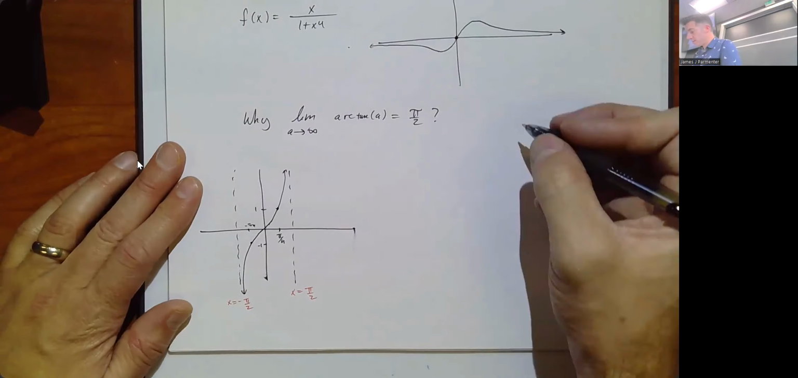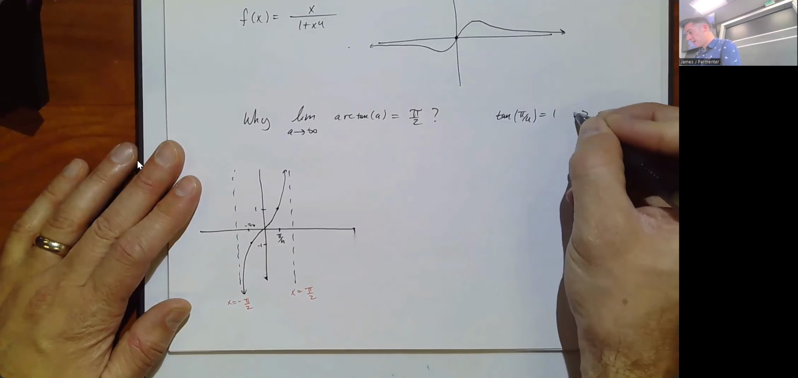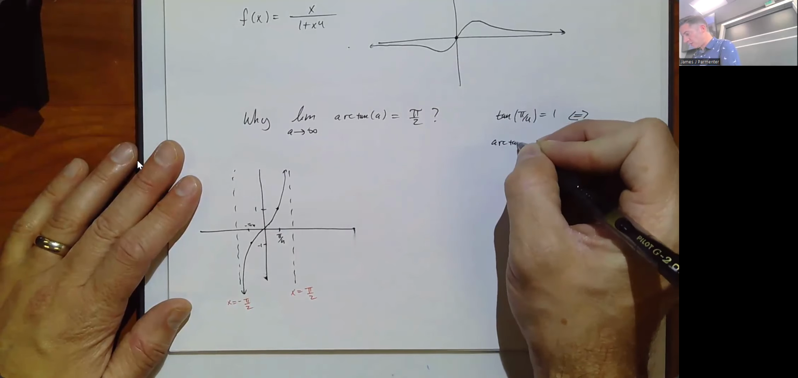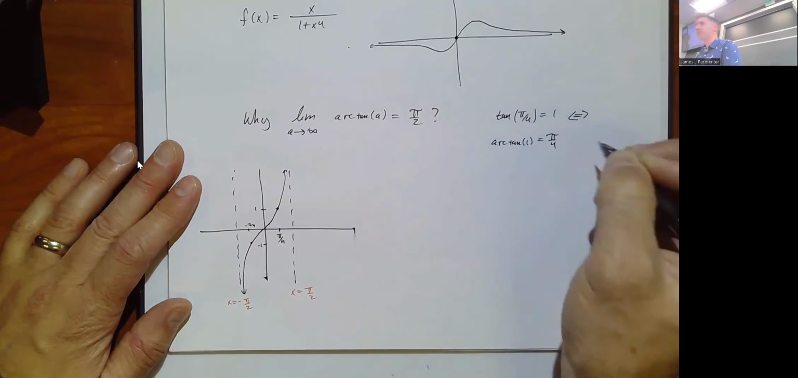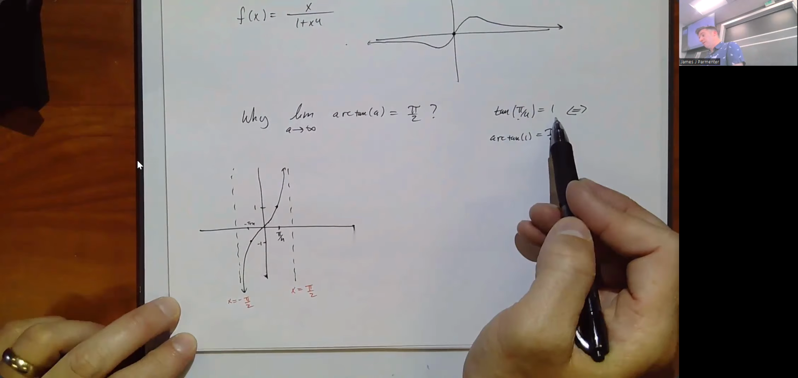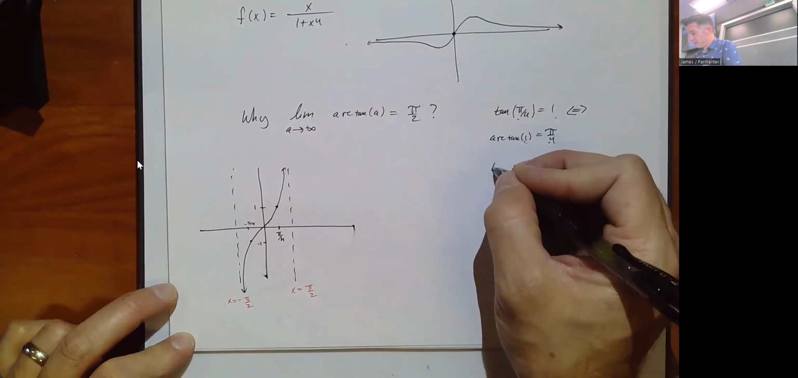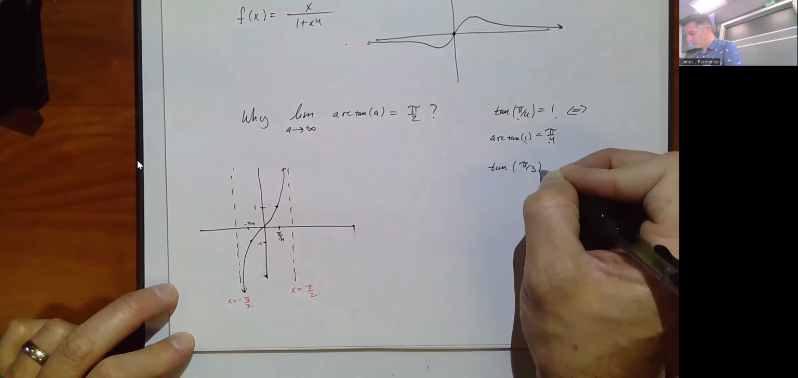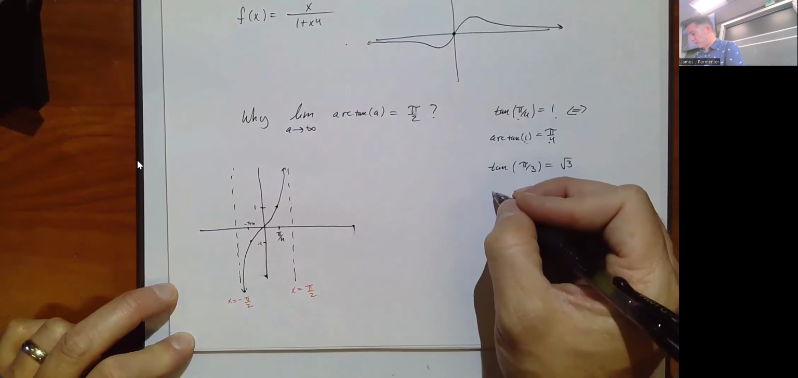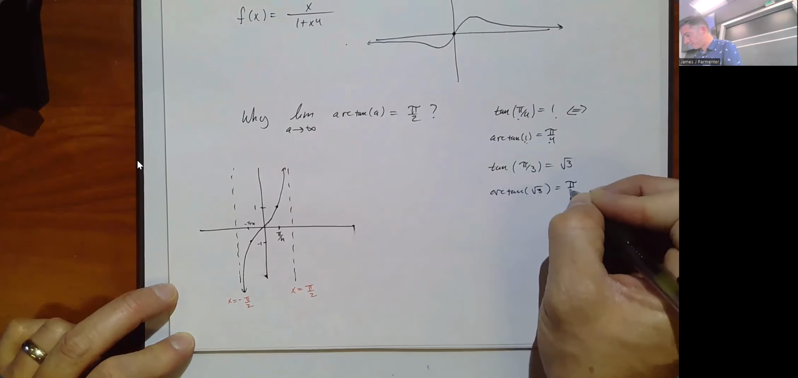Tangent of pi over 4 equals 1 is equivalent to saying the arctangent of 1 is equal to pi over 4. That's what inverse functions do. They undo what the other one does, or they switch the role of the input and the output. For this function, the input's pi over 4, the output's 1. For this function, the input's 1, the output's pi over 4. So if I said the tangent of pi over 3 was equal to the square root of 3, you could also tell me that the arctangent of the square root of 3 was equal to pi over 3.